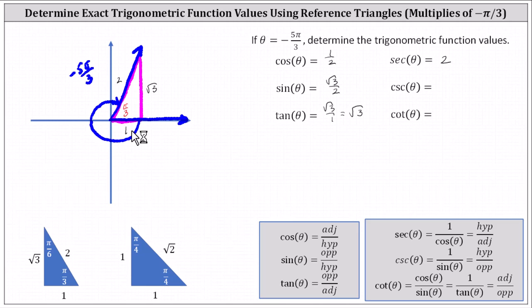The cosecant function value is the reciprocal of the sine function value. The reciprocal of square root 3 divided by 2 is 2 divided by square root 3. Or using the reference triangle, cosecant negative 5 pi divided by 3 equals the ratio of the hypotenuse to the opposite side, which also gives us 2 divided by square root 3. But let's go ahead and rationalize the denominator. Sometimes you may be asked to do this. To rationalize the denominator, we multiply the numerator and denominator by the square root of 3, which gives us 2 square root 3 divided by 3.